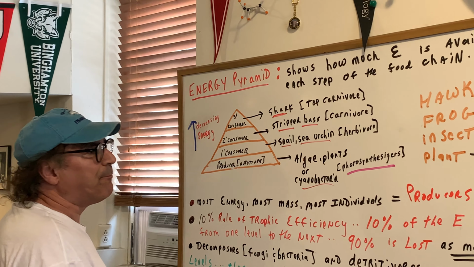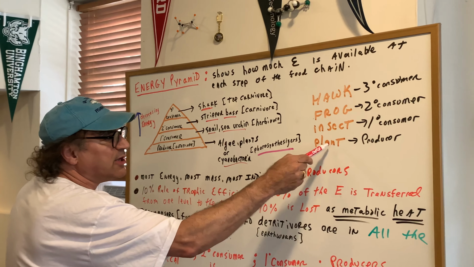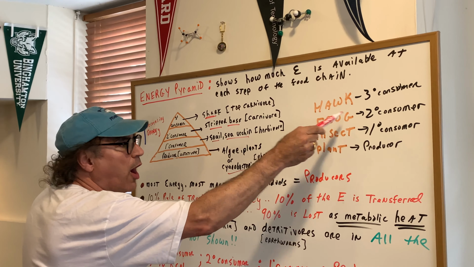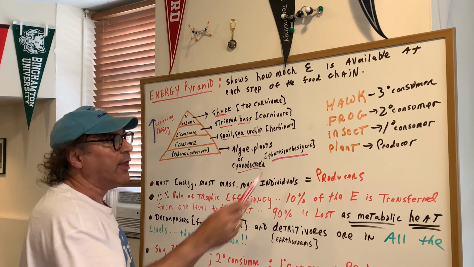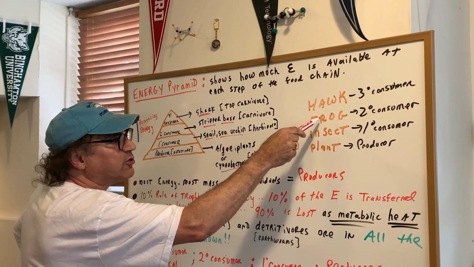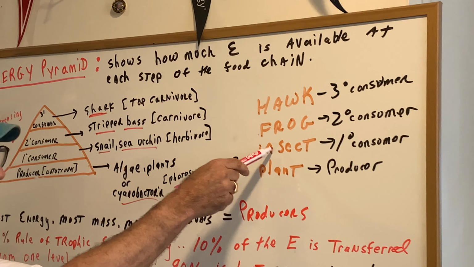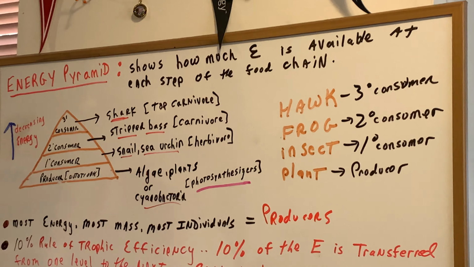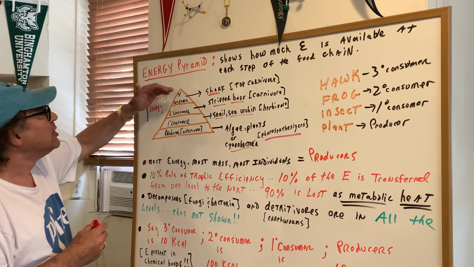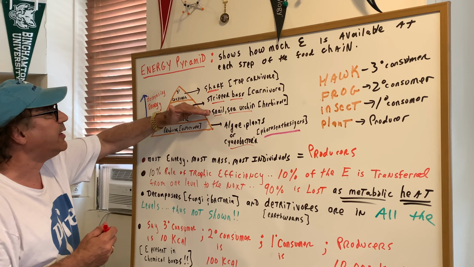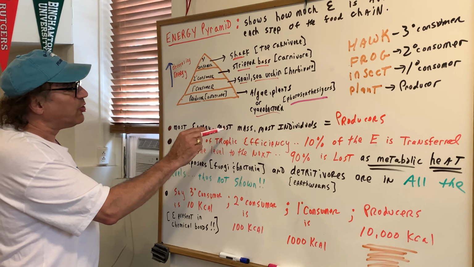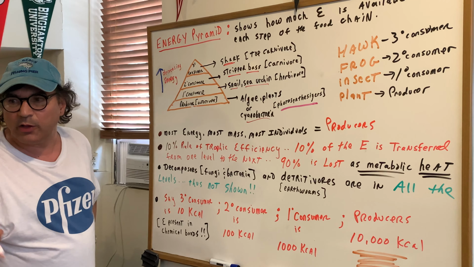Or sometimes I see books use this example. The plant is the producer, an insect would be the primary consumer, the frog the secondary, and the hawk the tertiary. Now what that means is one eats the other. As you can see, the hawk will eat the frog, which will eat the insect, and the insect will eat the plant. So anything above something else would consume it. Everybody follow me? So a shark will eat the striped bass, which will eat the snails, which will eat the algae. Now, to recap, most energy, most mass, and most individuals are at what level?